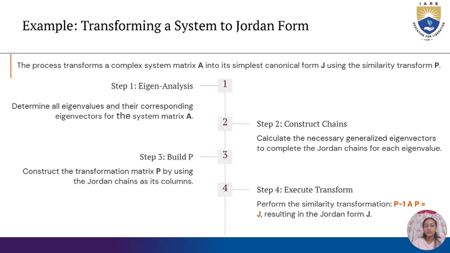What is construct chains? It is nothing but calculating the necessary generalized eigenvectors to complete the Jordan chains for each eigenvalue. Step 3, build P. Construct the transformation matrix P by using the Jordan chains as its columns. And coming to step 4, execute transform. Perform the similarity transformation P inverse A P equals J, resulting in the Jordan form J. J means Jordan form. By these 4 steps, we can transform a system to Jordan form.